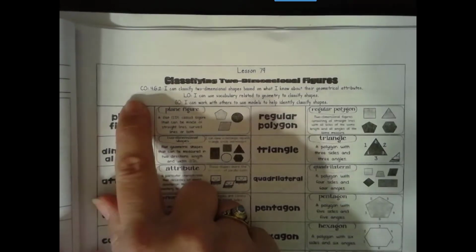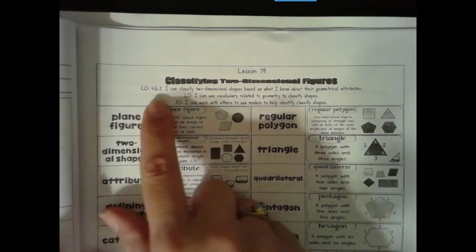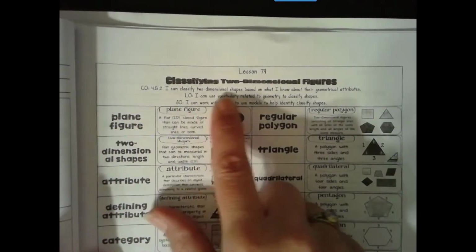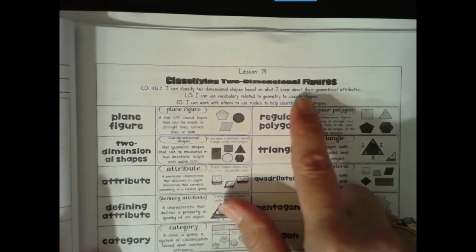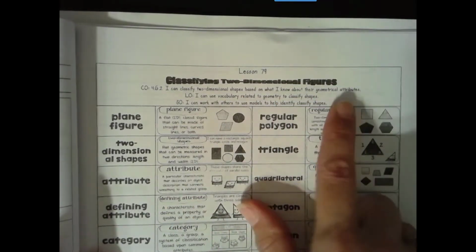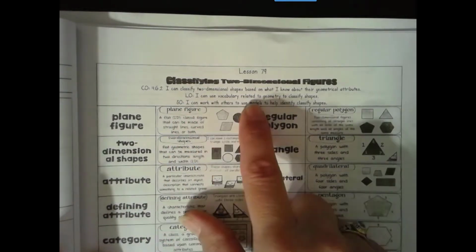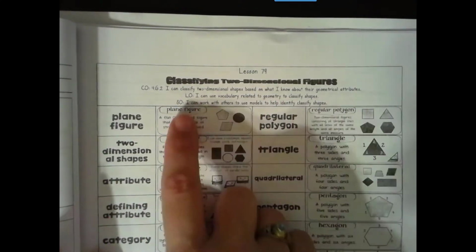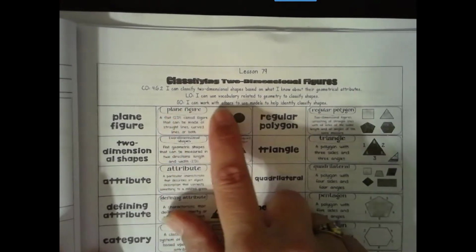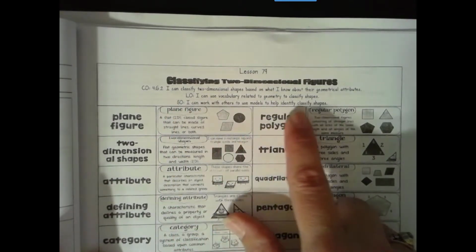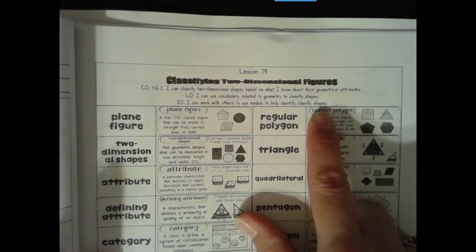So our content objective for 4th grade Geometry 2. I can classify two-dimensional shapes based on what I know about their geometrical attributes. Language objective. I can use vocabulary related to geometry to classify shapes. Social objective. I can work with others to use models to help identify classifying shapes.